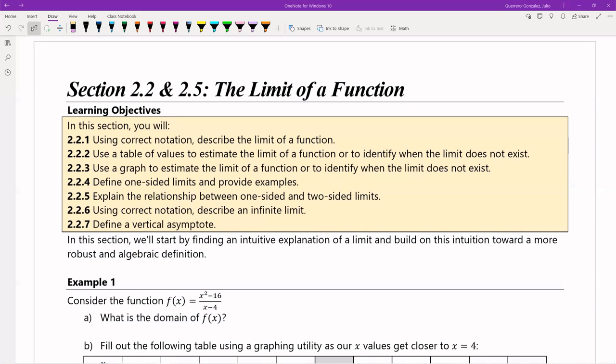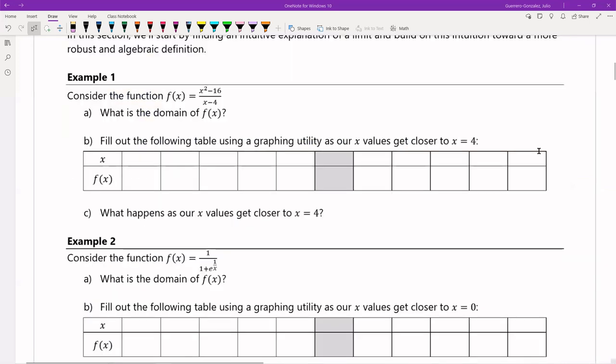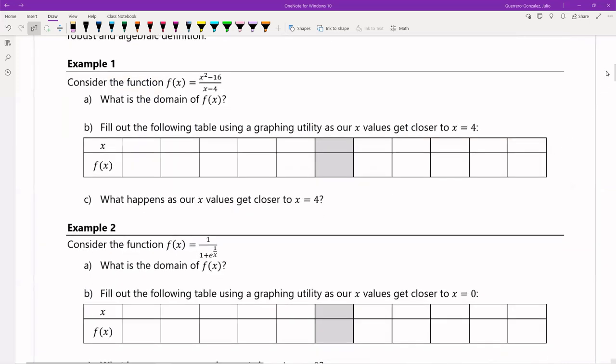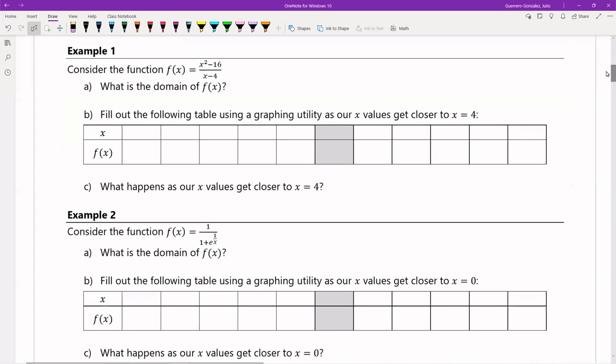So what I want to do first is start with an example to show you guys what I'm talking about, okay? What we're going to do first is consider this function right here, and I'm going to walk you guys through the analysis of this, okay? f of x equals x squared minus 16, all divided by x minus 4.